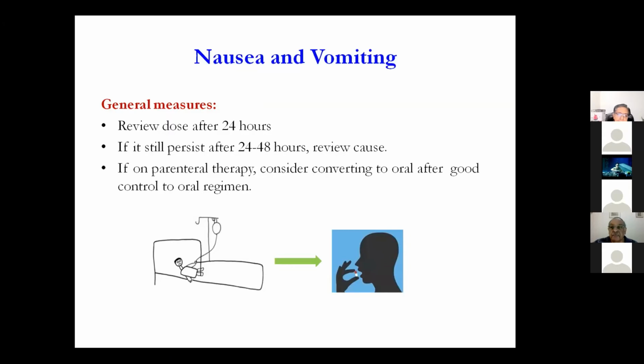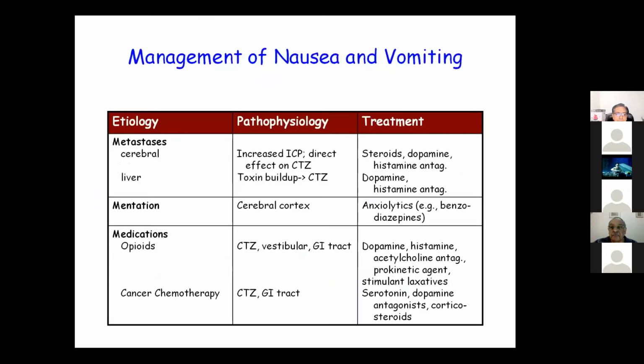And when we start these drugs, we need to review the dose after 24 to 48 hours. And if the symptoms are persistent, we need to look for why the drugs are not active. Either we are missing some etiology, so we need to reassess the patient and treat them. If the symptoms are appropriately controlled on parenteral therapy, we need to consider converting them to oral after the vomiting is controlled. So I have to have persistent control of the nausea and vomiting.